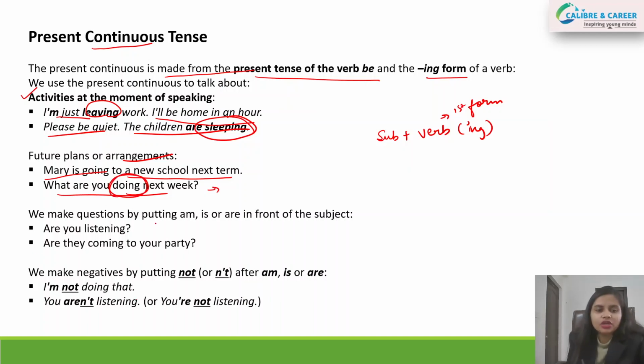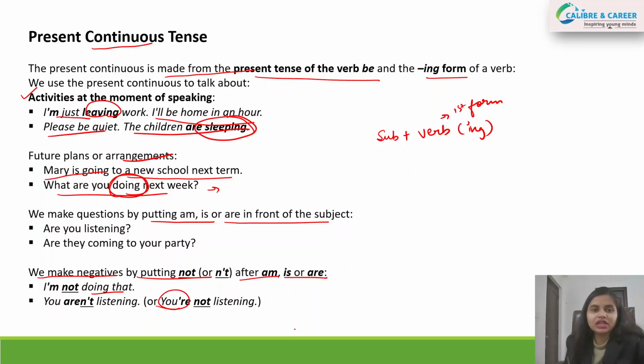We make questions by putting am, is, or are in front of the subject, like are you listening, are they coming to your party, is, which is used with certain other persons. That is how your auxiliary verb can come before the subject, and you can make question sentences with that. Lastly, we can make negatives by putting not or an apostrophe t after am, is, or are. For example, I'm not doing that, or you aren't listening, which means you are not listening. I hope this is clear.